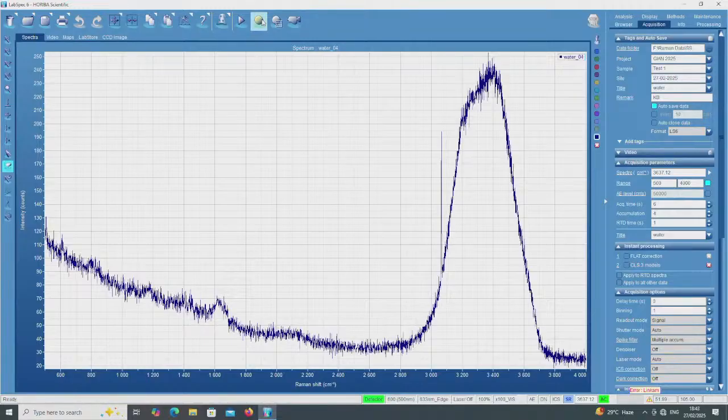Why, sir? Why? So please ask water. What does the bigger peak indicate? The bigger peak, OH stretching. So the Raman intensity. The sharp one. This I should explain. This sharp peak I explained.